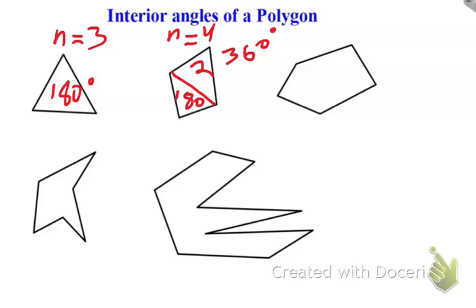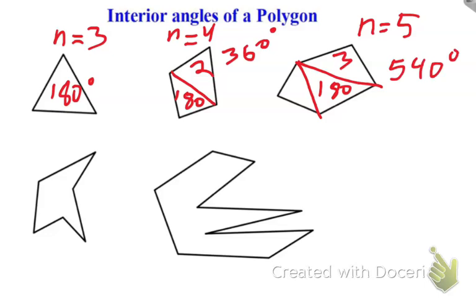Okay, so what about over here, the pentagon, where n equals 5? Well, I don't know. You know what? I can make that a triangle too. I can just go like that and like that. Now I have 3 triangles, so that would be 3 times 180. So 3 times 180, that would be 540 degrees.